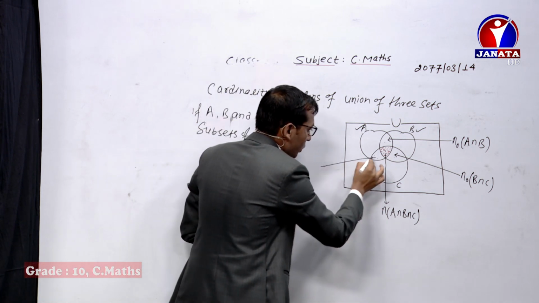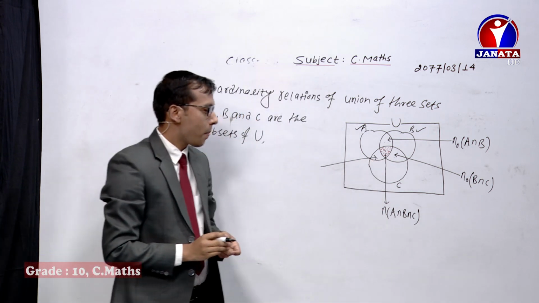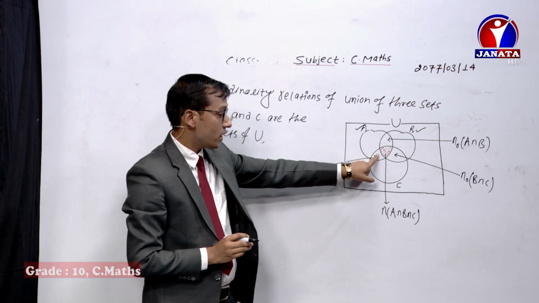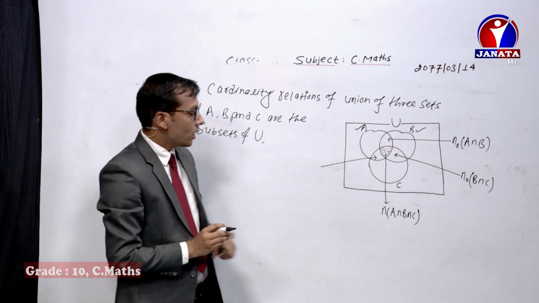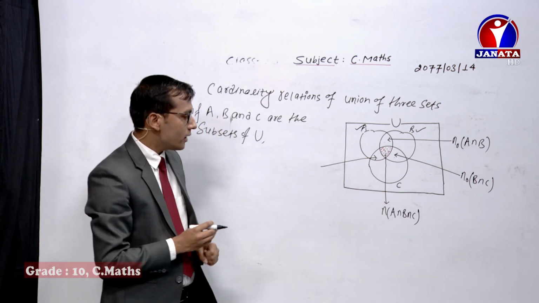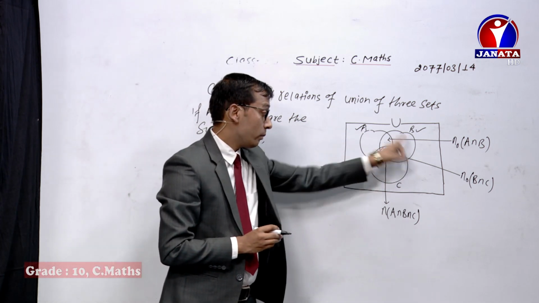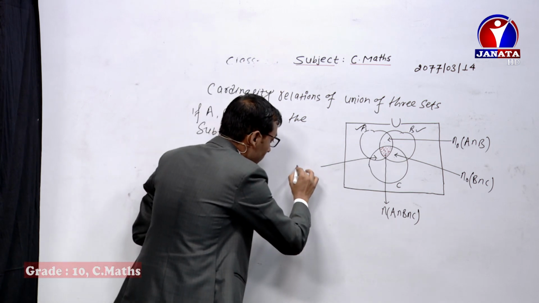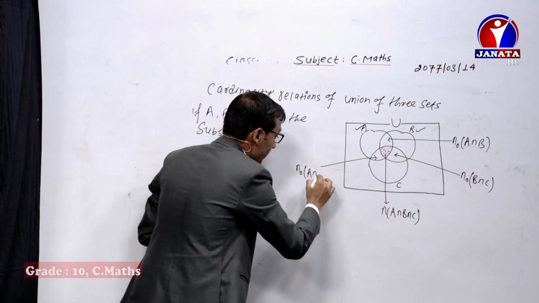Now, can we write the set notation to represent this region? This is the common region of A and C, but this is not the region contained by B. So this is n only A intersection C.